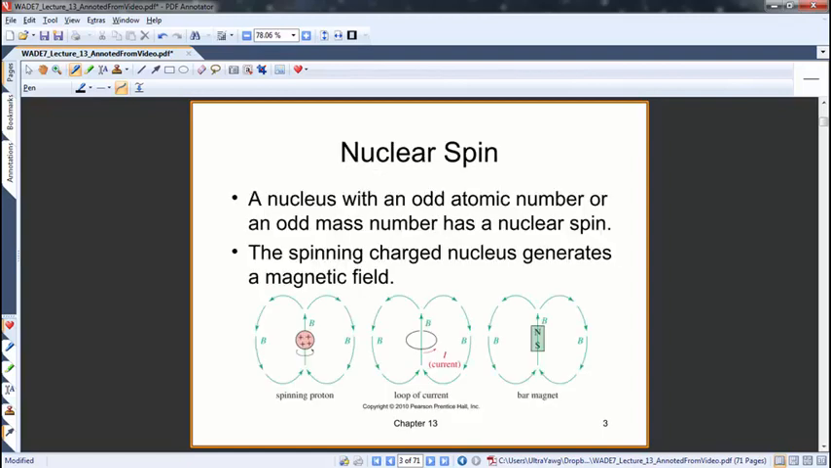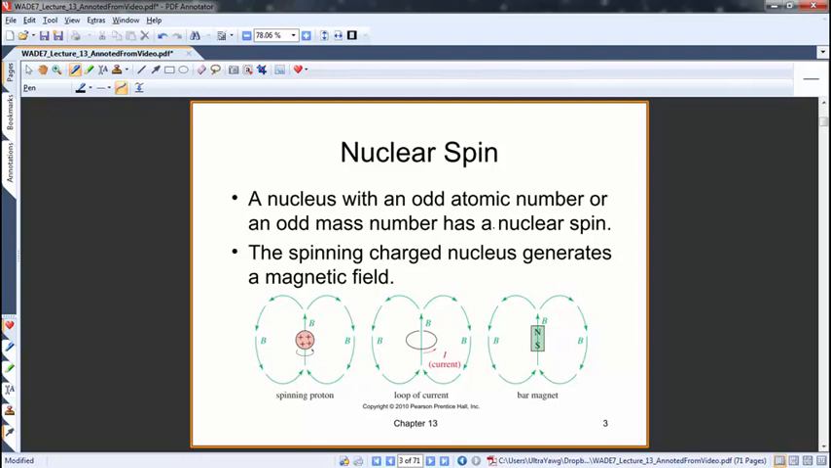Hopefully you remember back to Gen Chem when you had those four quantum numbers: n, l, m sub l, and s. S stood for the spin quantum number, right? So hopefully we recall that a nucleus that has an odd atomic number has a spin value. That spin could be referred to as the nuclear spin.